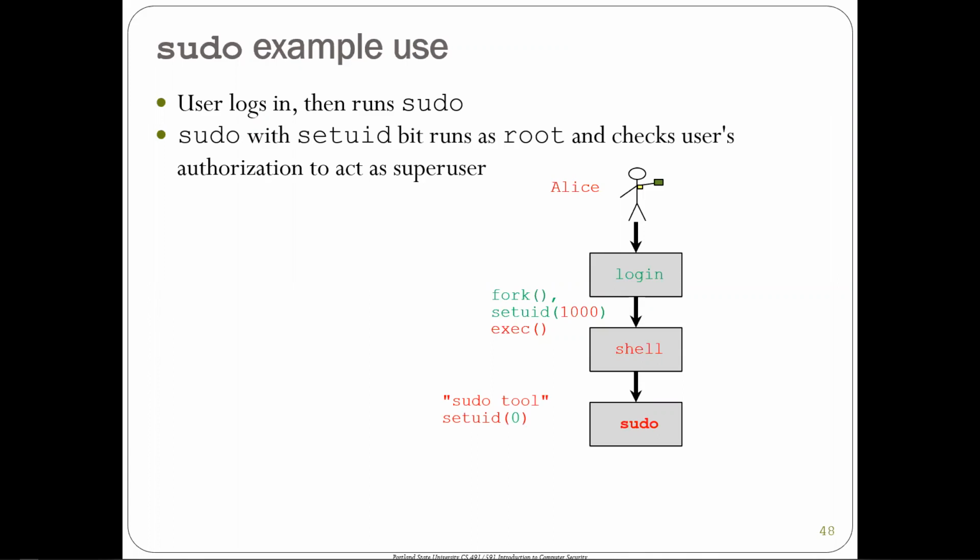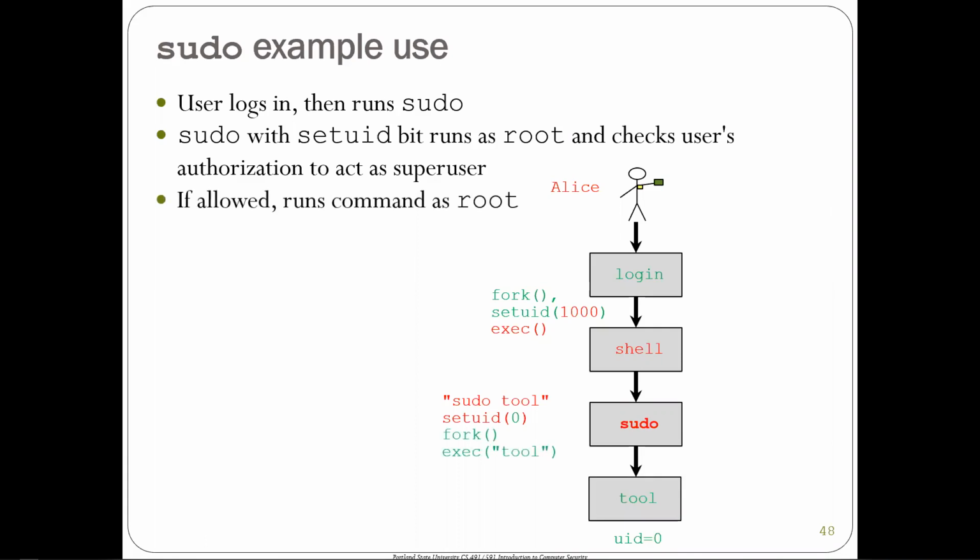Sudo will first check your authorization level to act as a super user. Sudo has an access control mechanism that's separate from what we just talked about with Linux's default, right? They have to build something on top of that to access this one command, and it's a good modification. It checks to see if this user is able to run sudo. If so, it will set the UID to 0, fork the process and execute the tool. And now Alice is running this tool with root privileges.